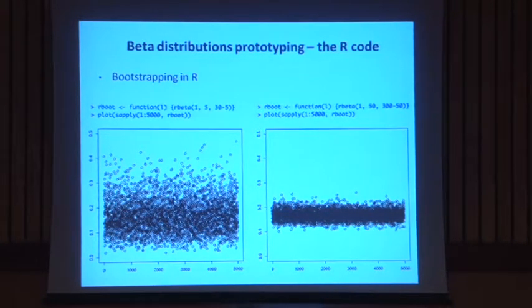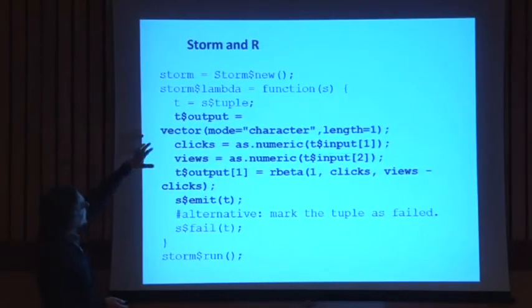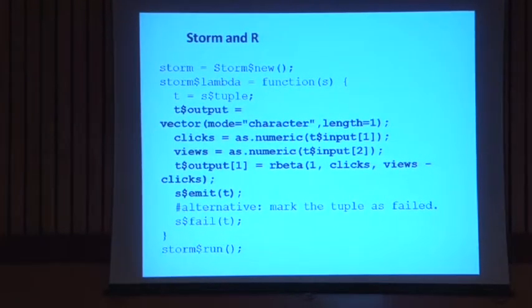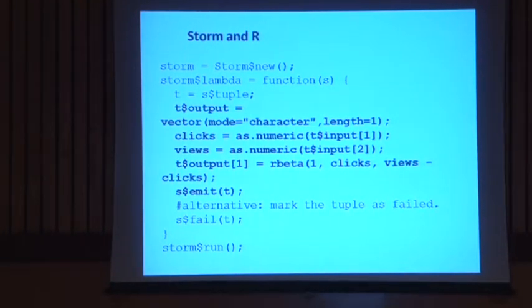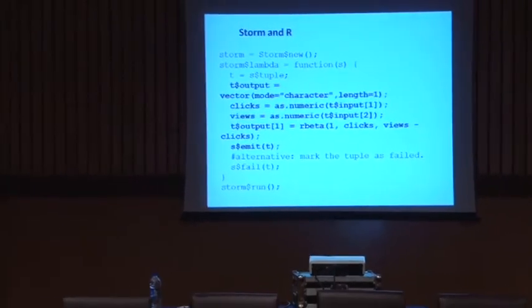So this is all great, but this is just the statistical bootstrapping, without using the real data. But how would you actually do it in R and Storm? Well, using the Storm R package, the implementation in real life is very, very easy. All we have to do is create the new Storm object and implement the lambda function on top of the Storm object. First of all, we need to read the input data, which is the S dollar tuple, and from that input data we read the number of clicks and the number of views.